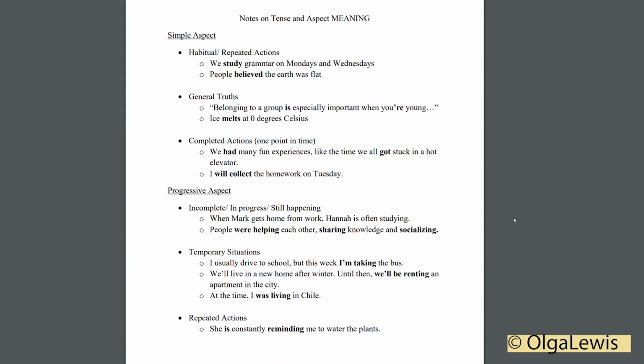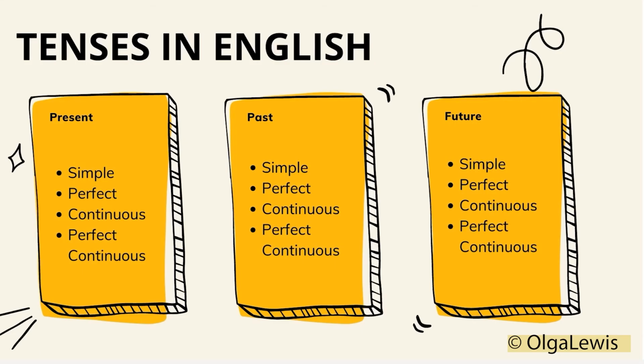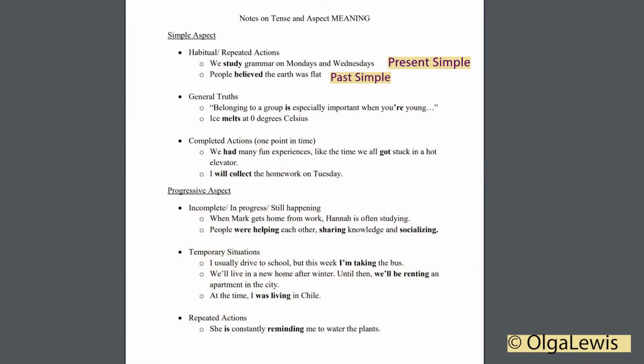And these are notes on tense and aspect meaning. So again, we're looking at simple aspect, right? Simple aspect deals with habitual repeated action. For example, we study grammar on Mondays and Wednesdays. Also, simple aspect deals with general truths, something that is true no matter what the time is. And completed actions, one point in time. And that refers to past simple and future simple.